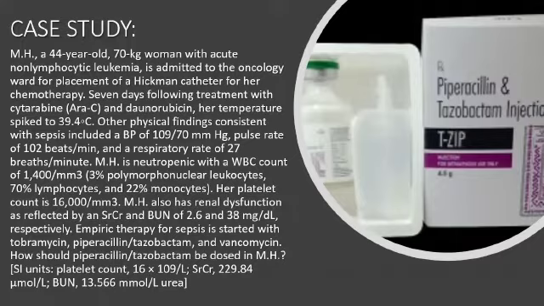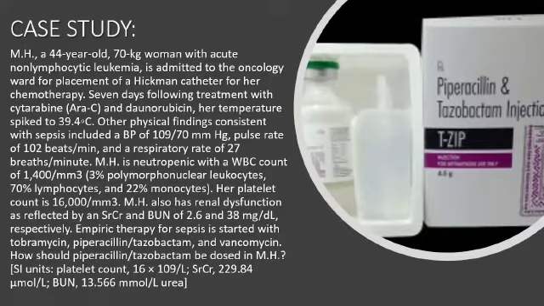MH is neutropenic with a WBC count of 1400 per cubic millimeter. 3% polymorphonuclear leukocytes, 70% lymphocytes, and 22% monocytes are included in her WBC count. Her platelet count is 16,000 per cubic millimeter. MH also has renal dysfunction, as reflected by a serum creatinine and BUN of 2.6 and 38 milligrams per deciliter respectively.